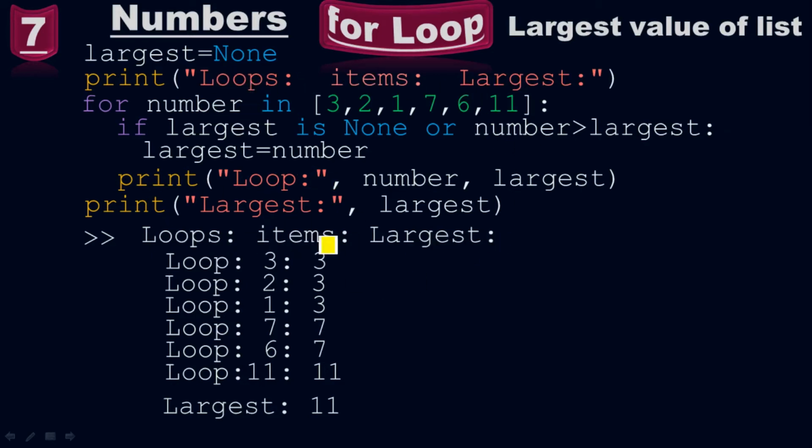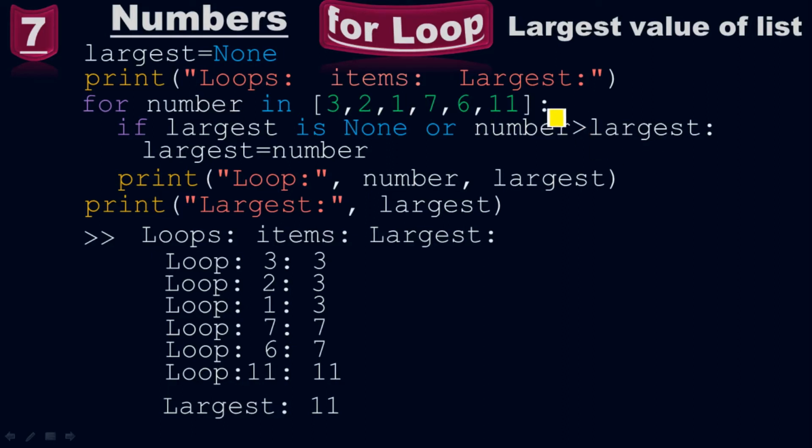Loops, items, largest. What are items? Items are actually the numbers. You can also put numbers here. It is up to you. It is just a name. Then we used the for loop here: for number in 3, 2, 1, 7, 6, 11. This is the list of the numbers. I gave the name number here. This number is just a name. I gave the name number to these items, so all these items are represented by number now.